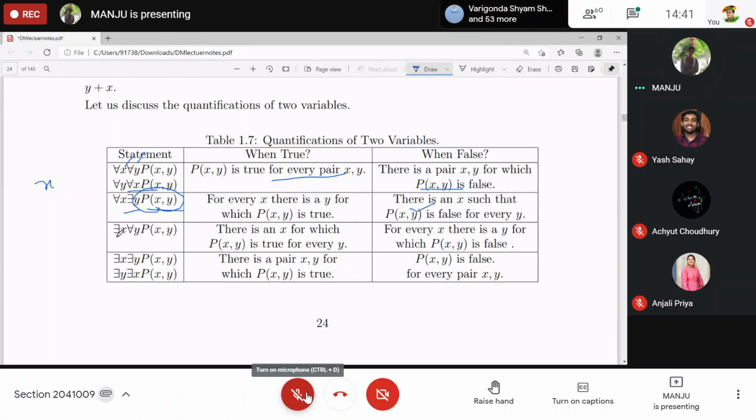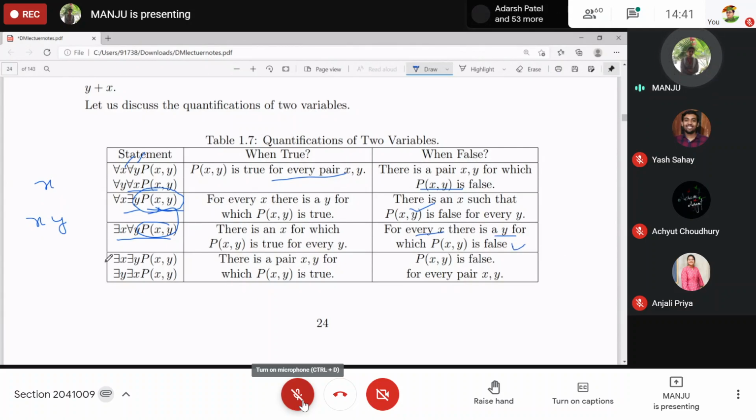Okay, when will this be true? There is some x that is working for all y, so that pxy is true. Okay, when will this be false? If you take all the x's and you don't find any such x that works, that means for every x you find some y which makes this false.